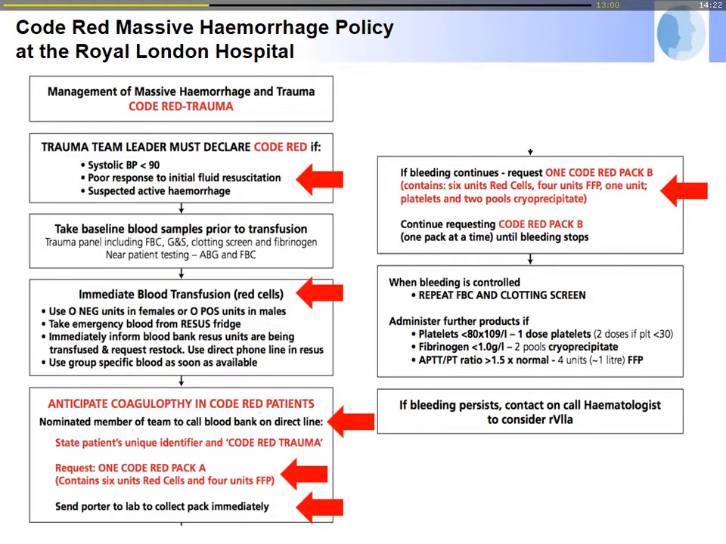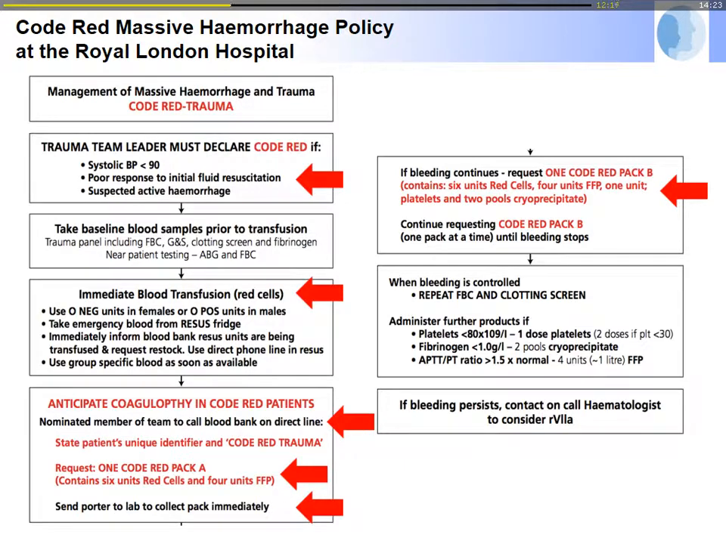Here, for example, is a protocol from the Royal London Hospital. It's important to have a clear clinical index to alert and declare a red code. Here it's a systolic blood pressure lower than 90 millimeters of mercury. Another very important clinical index is a poor response to the initial fluid resuscitation. And in your protocol, you have to be able to give red blood cells immediately.